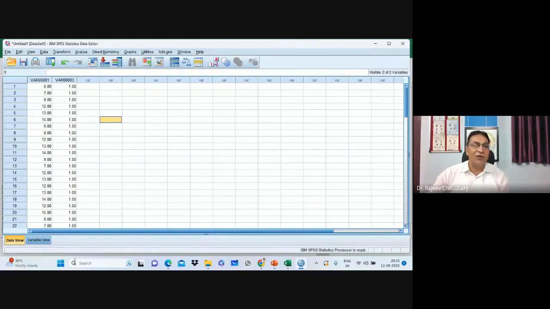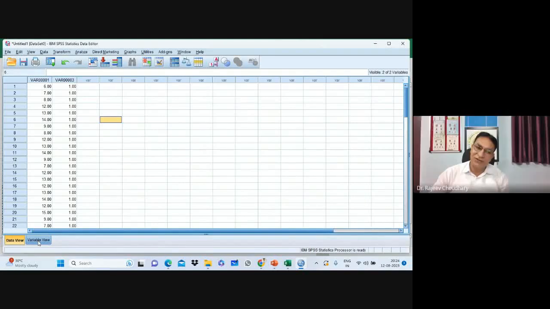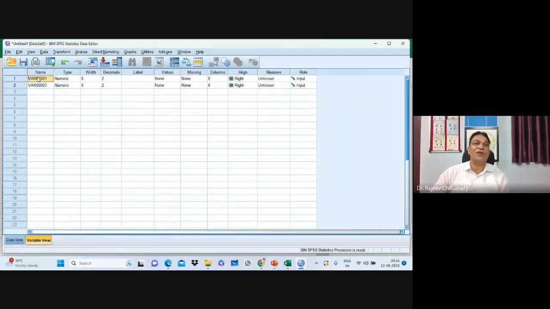Now, click on variable view. In the first column, we entered hemoglobin score. So write down hemoglobin. And in the second column, we have 2 groups. You may give the name gender or groups. I am giving the name group.